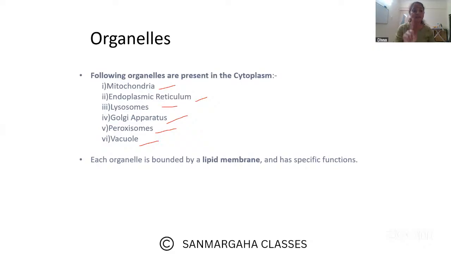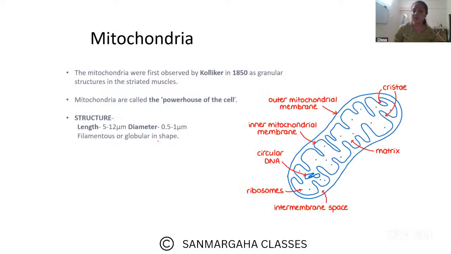Okay, and all of these organelles what we have mentioned, they are bounded by lipid membrane, and each organelle's lipid membrane has a specific function. Okay, so coming to the first one, mitochondria.